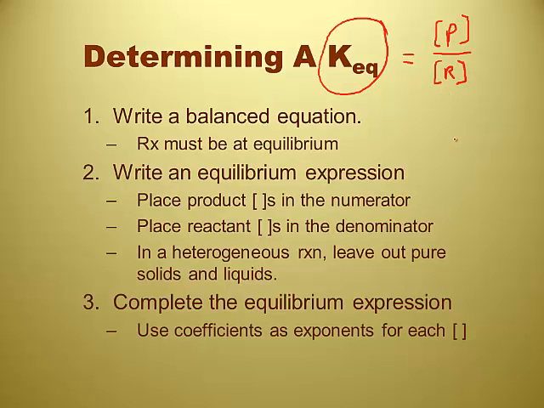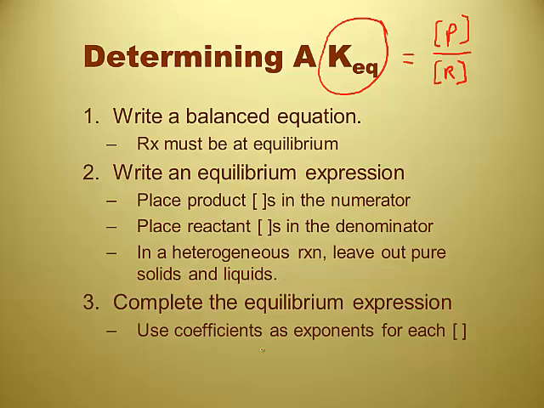In a heterogeneous reaction, we leave out pure solids and pure liquids. Make a note that we don't use solids and we don't use liquids, as long as it's a heterogeneous reaction. If they're all solids, then you have to use them, because there's nothing else. If it's a homogeneous reaction, use everything that you're given. If it's a heterogeneous reaction, only use the gases and the aqueous species.